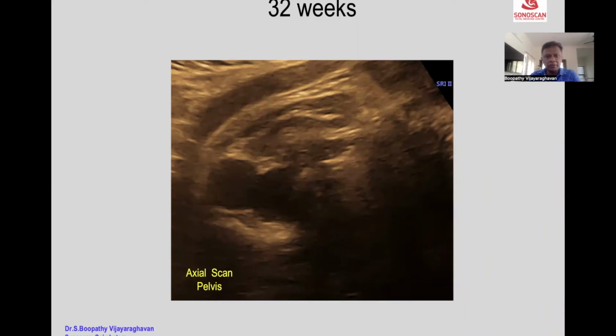Hi, this is the next case scenario in the series Image to Diagnosis Fetal Medicine, Cyst in the Fetal Pelvis. Now, this is the axial scan of the pelvis of a fetus at 32 weeks. You see two cysts, cyst C1 and C2, in the anteroposterior plane.